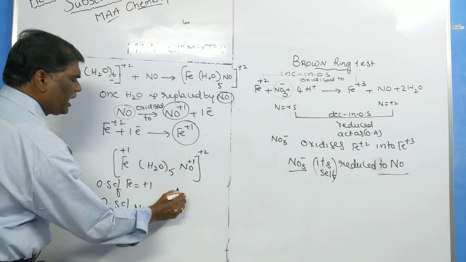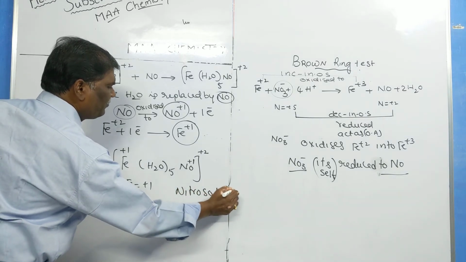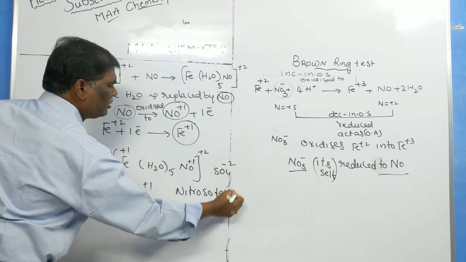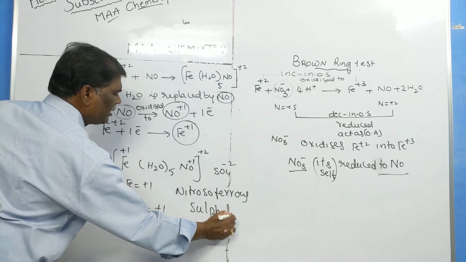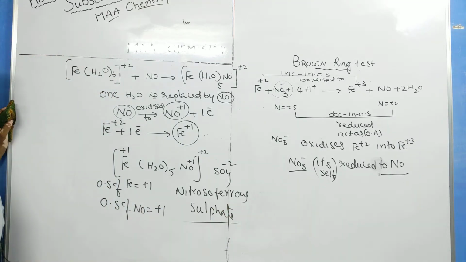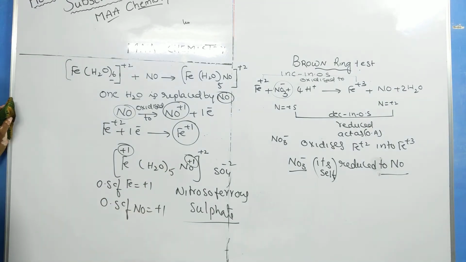What is the name of brown ring? Brown ring is known as nitrosoferrous sulfate. So brown ring is chemically nitrosoferrous sulfate.